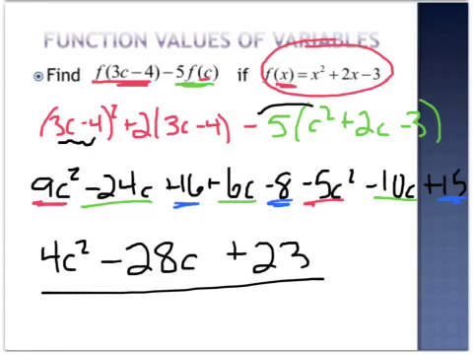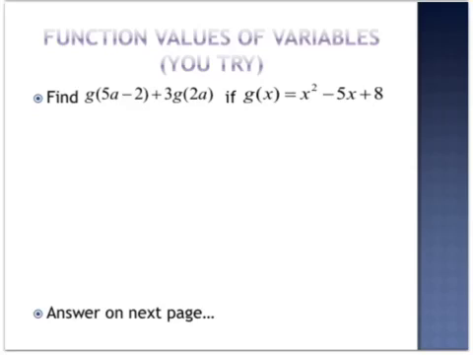Now I could have made a mistake. I'm trying to do this in a hurry, so if you want to stop this and make sure I did it right, you can. But the bottom line is we're doing function values of variables in this one, so our answer is still going to be an expression in terms of c.